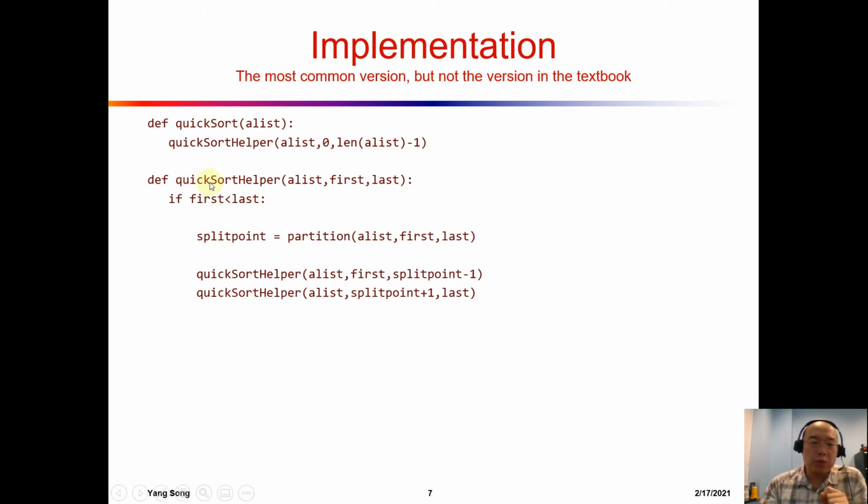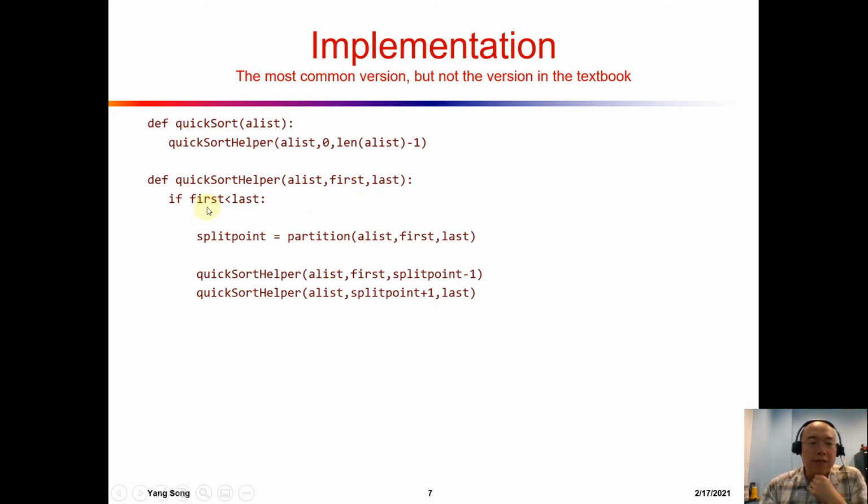So for this quicksort helper, the first call will be the list, starting from the very beginning, which is index 0. By the way, this is the implementation in Python. So we start from the lower bound, which is index 0, and the upper bound, which is the length minus 1, so we want to sort the whole list. Then for the quicksort helper, we send a list, and then the first and the last, which are the lower and the higher bounds of the range to be sorted.